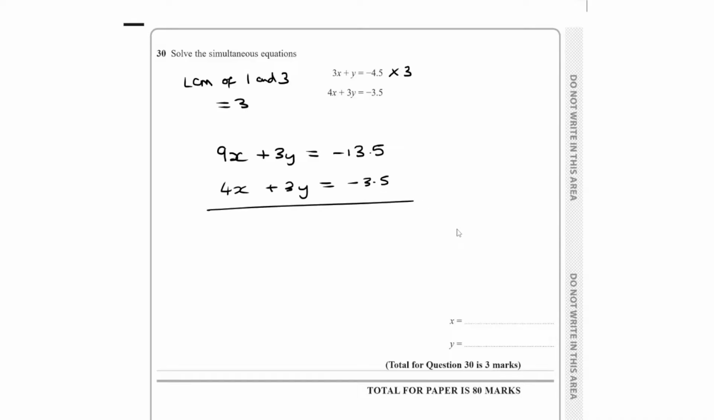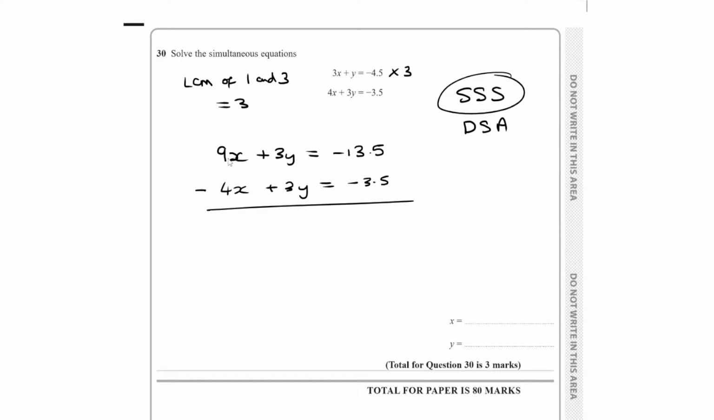Now I have to figure out, do I add or subtract the equations, in order to cancel out, in order to eliminate the 3y's. We've got an acronym: same sign, subtract, different sign, add. Are they the same sign or different? Well, they're both plus 3, aren't they? Both plus 3y, so that's the same sign. So I need to subtract my whole equations.